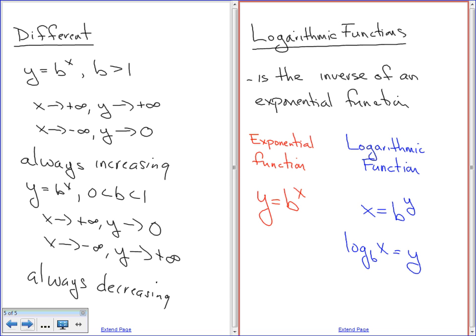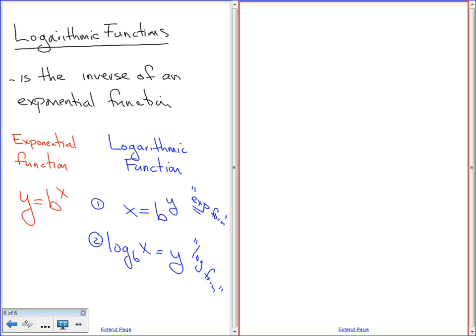So a logarithmic function has two forms. It has the exponential form, and it has the logarithmic form. To go from one form to the other form is going to be vital to be successful in this guide. Okay? So what we're going to do now is to practice going from one form to the other form.